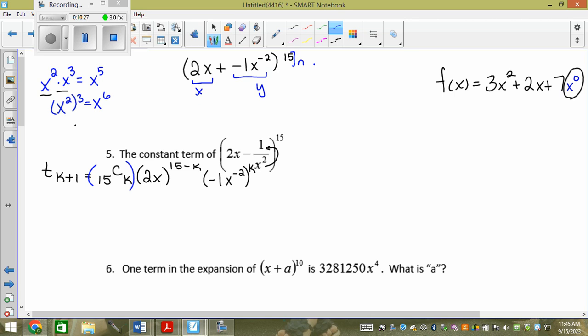Okay, so let's talk about this. This 15ck is being multiplied by 2 to the x is being multiplied by this, correct? So technically I'm multiplying x's here, am I not? This x to some sort of 15 minus k, this x to some sort of k, they're being multiplied. So I can pull just the x's out of this term. So let's pull the x's out, not the 2, not the 15k, not the negative 1. I'm trying to find k, so I'm just going to pull the x's out. So I'm going to pull out x to the 15 minus k.